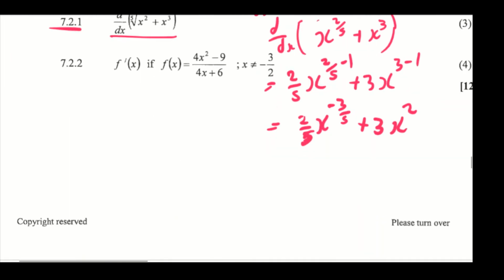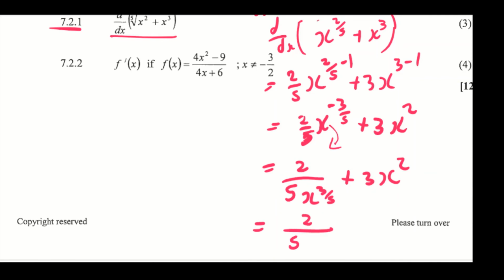but we don't have to write exponents in negative form, so we must always put them in positive form. So you're going to drop this x to the power of minus 3 over 5 at the bottom, so you have 2 over 5 x to the power of 3 over 5 plus 3x squared. So you can leave it like this, or you can write it as 2 over 5 multiplied by the fifth root of x to the power of 3 plus 3x squared. So it's either you leave it here or you leave it here, it's just up to you.